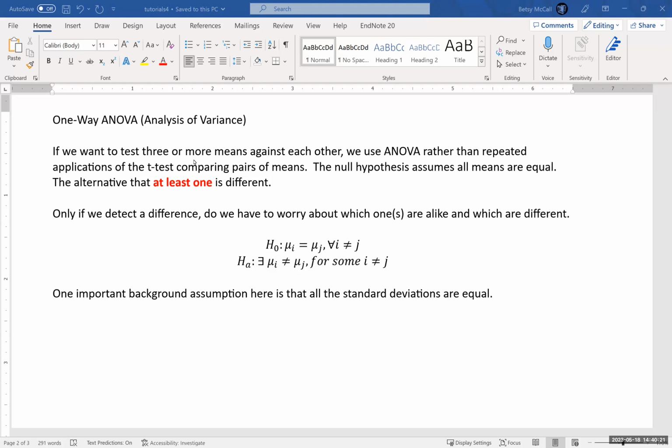So our null hypothesis assumes that all the means are going to be equal to each other. Again, our null hypothesis always contains the equality statement. The alternative is that at least one is different. Now, it doesn't mean that they're all different. They might all be different, but what it's going to mean is that at the minimum, one of the means is different from one of the other means.